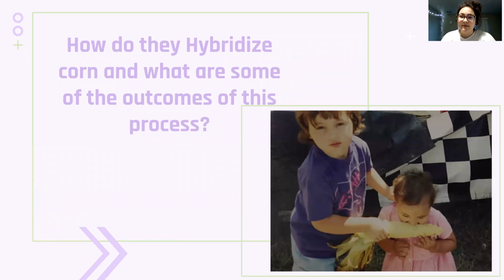So to start off, my name is Emily Ruiz. I am a second-year agriculture education student here at Chico State. And the topic that I chose is how do they hybridize corn and what are some of the outcomes of this process? In the bottom corner, you can see myself as a child enjoying some corn at my county's fair. I have always enjoyed the crop corn, and so this topic was really interesting to learn about.